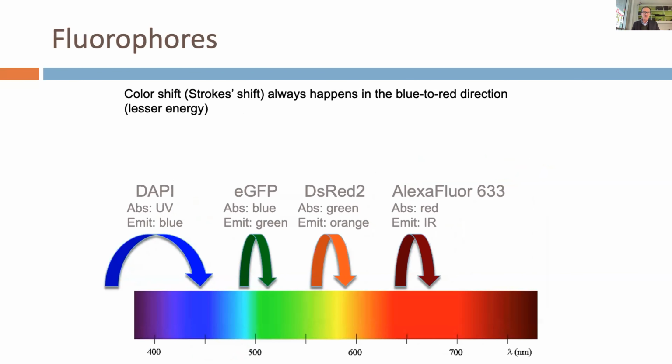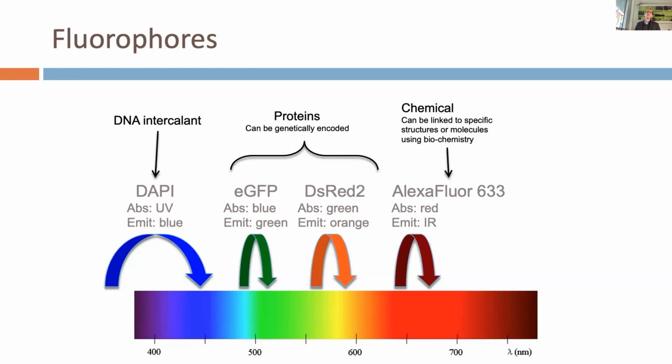There are plenty of chemicals this way in life science, and I'll put four examples here. For instance, DAPI absorbs UV, emits blue. GFP, we just saw it. DS-Red, that's another protein, absorbs green, emits orange, and then Alexa Fluor absorbs red, emits infrared. What's interesting for us is that all of these can be used in imaging technology.